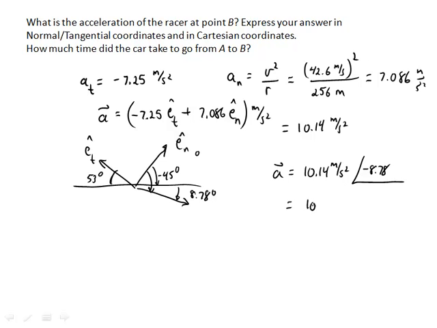and that's going to be 10.02 meters per second squared in the I minus 1.55 meters per second squared in the J. So there's my acceleration in both systems. How much time did the car take to go from A to B?